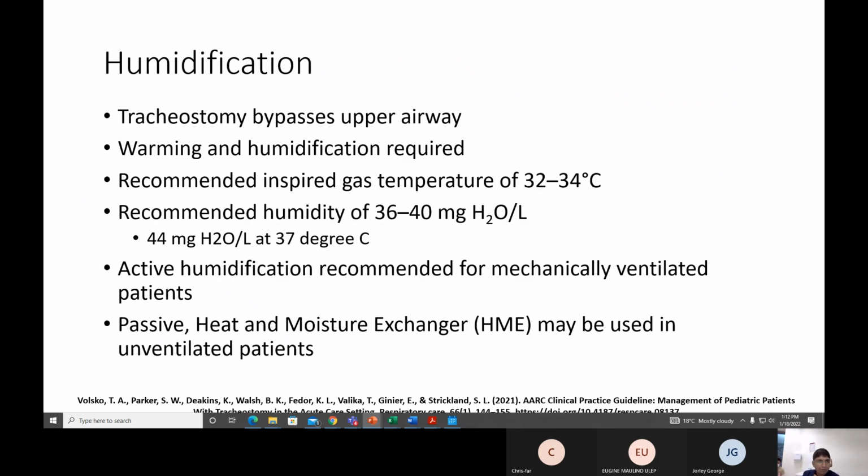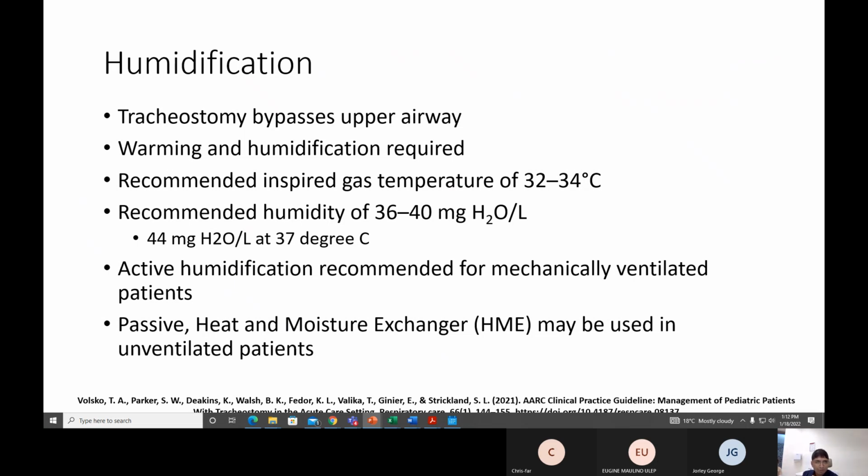Humidification. So this is really important because when we put in a tracheostomy, we are bypassing the upper airway. The upper airway normally humidifies and also warms the air closer to body temperature. Usually 80% of the humidification is done in the upper airway, and you're bypassing it. If you don't humidify or warm the gas, it can damage the trachea and the mucosa of the airway and so on. So especially if you have a tracheostomy, you need to think about how to do the warming and humidification.